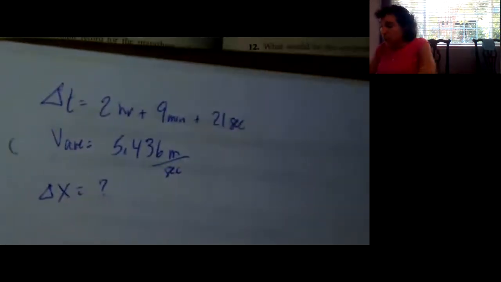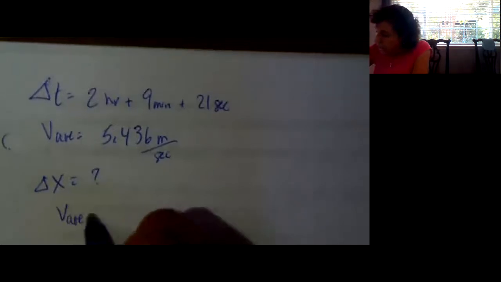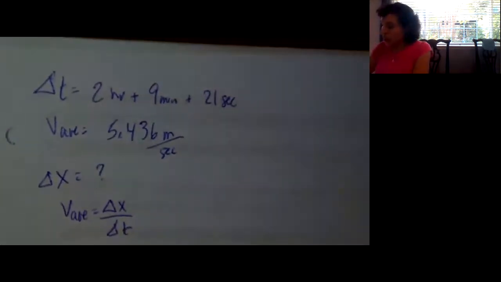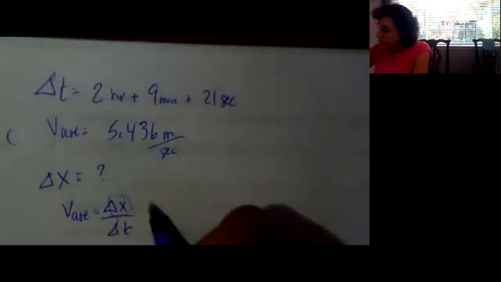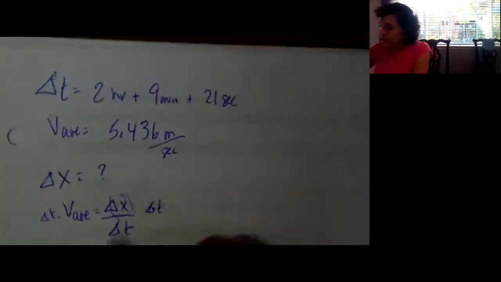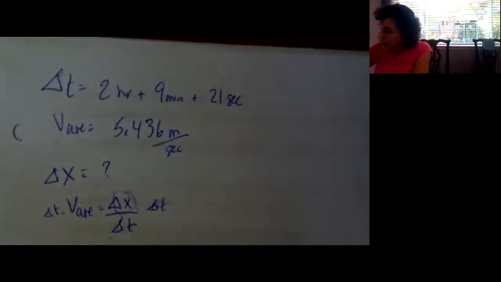So I always start with the equation. I want you guys to do that too. The equation we know is that the average velocity is delta x over delta t. Okay, but I want to know what delta x is. So I see that if I multiply delta t to both sides, I'll get delta x. Alrighty, so delta x is the average times delta t.